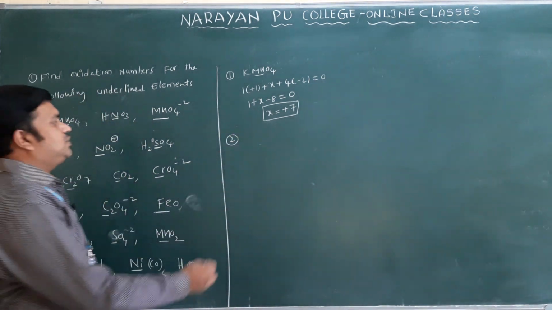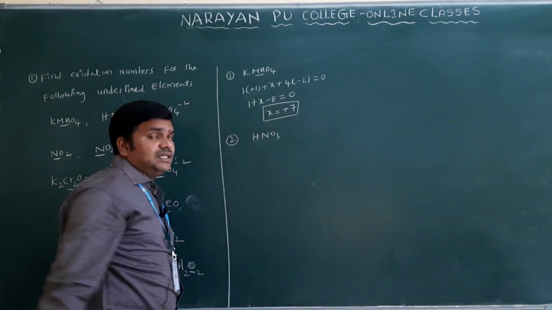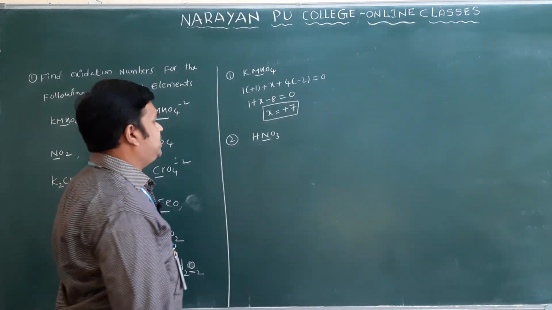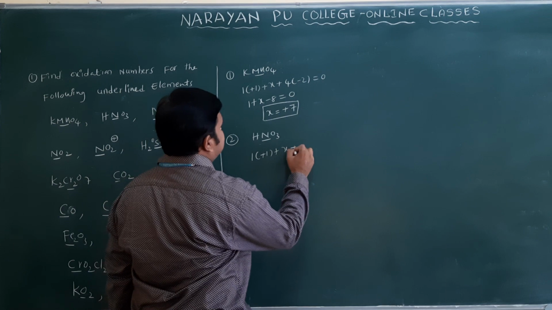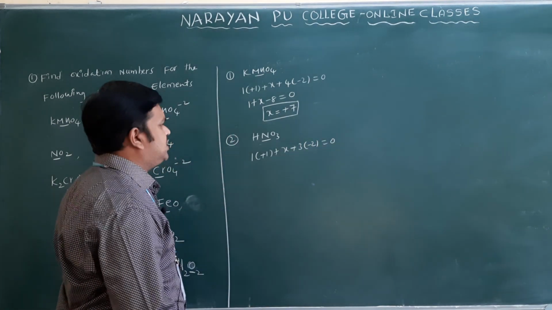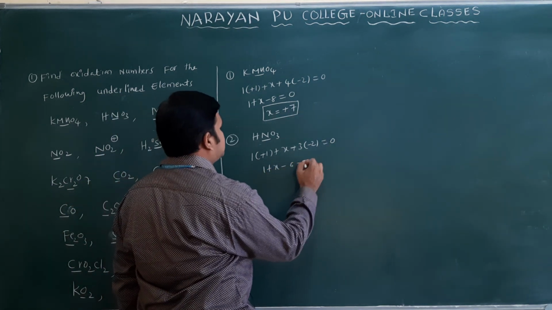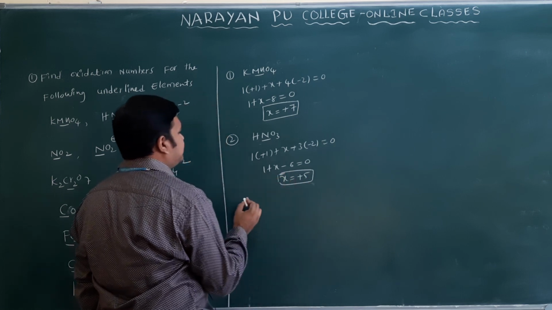Next we have HNO3, nitric acid. Underline nitric acid, and we find nitrogen. Hydrogen is +1, so +1 plus X plus 3 into -2 is equal to 0. It is a normal oxide, and hydrogen is first group. 1 plus X minus 6 equal to 0. From this you will get X equal to +5.